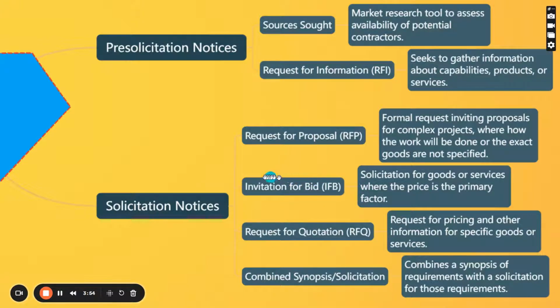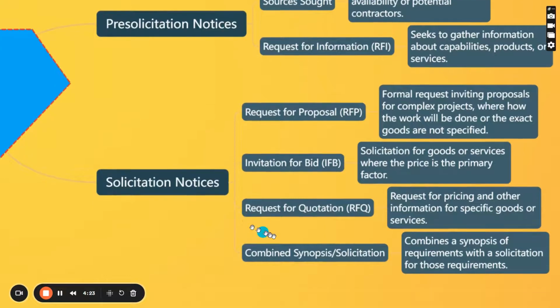But there's also something called an invitation for bids, which is the IFB. This is used when the government knows exactly what they want, and the decision will largely be based on price. It's really straightforward. It's extremely simple to understand. The lowest bidder who meets the criteria wins. Invitation to bid is all based on price.